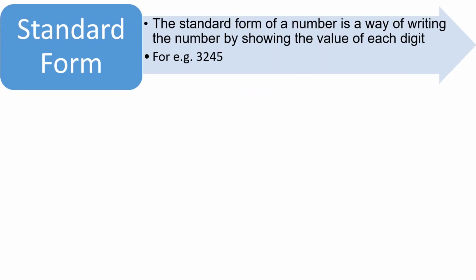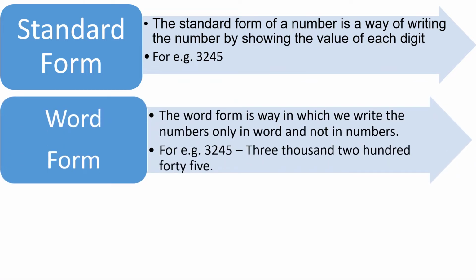Now let's see what we mean by standard form. The standard form of a number is a way of writing the number by showing the value of each digit. For example, 3245. So we write the number in proper place using the place value and thus represent the number in the standard form. So here 5 is in ones place, 4 is in tens place, 2 is in hundreds place and 3 in thousands.